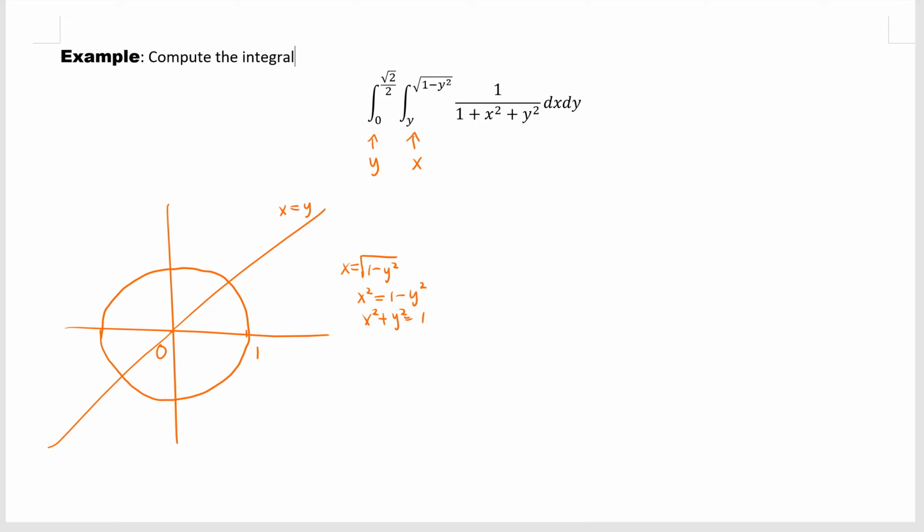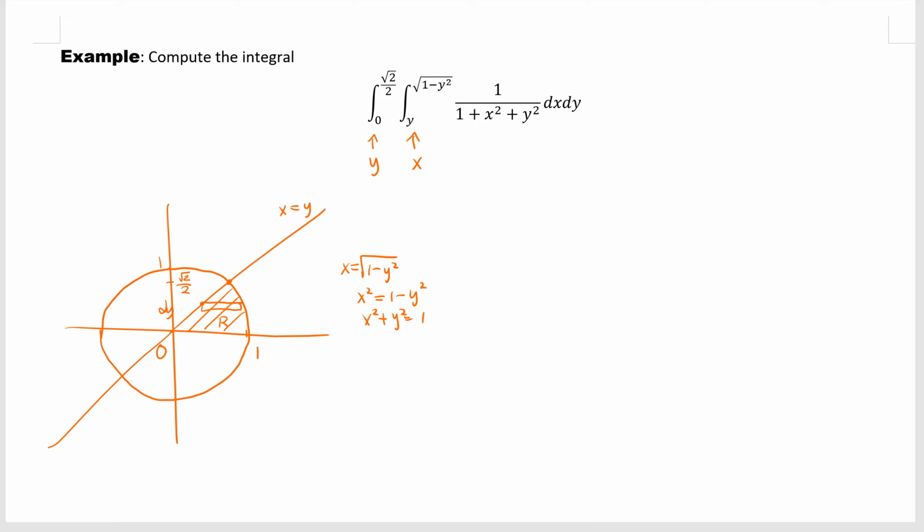Okay. Now let's see. x goes from x equals y to the circle, so this piece, this dy, and then y goes from 0 to square root of 2 over 2. So this point is square root of 2 over 2, and this is 1. So far so good. This is the region R. So from this double integral, we can figure out the region R in the xy plane.